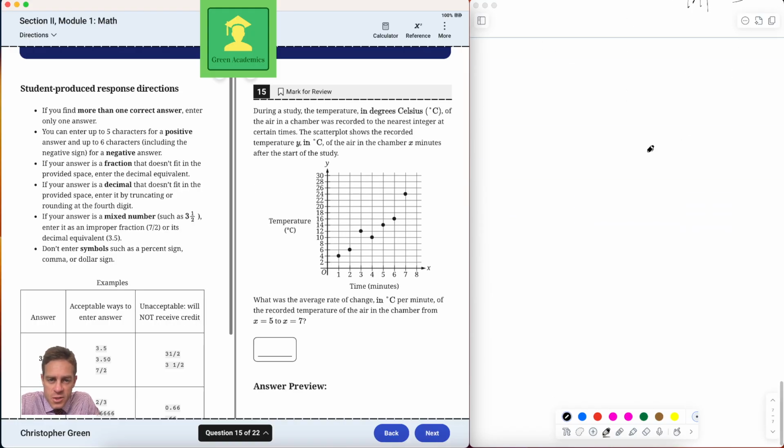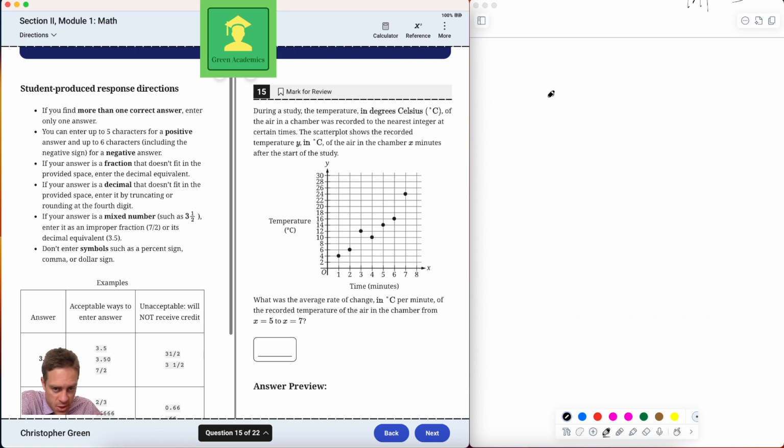During a study, the temperature in degrees Celsius of the air in a chamber was recorded to the nearest integer at certain times. The scatter plot shows the recorded temperature y in degrees C of the air in the chamber x minutes after the start of the study. What was the average rate of change in degrees C per minute of the recorded temperature of the air in the chamber from x equals 5 to x equals 7?